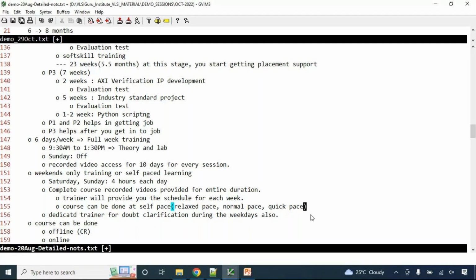Someone can only spend, let's say, 15 hours in a week. He will take 9 months, because at the end of the day, the overall course requires 600 hours of time to become very good with the subject. Now, per week, if you spend 15 hours per week, how many weeks does it require? If you spend 40 hours per week, the calculation is simple. It's basic mathematics only.